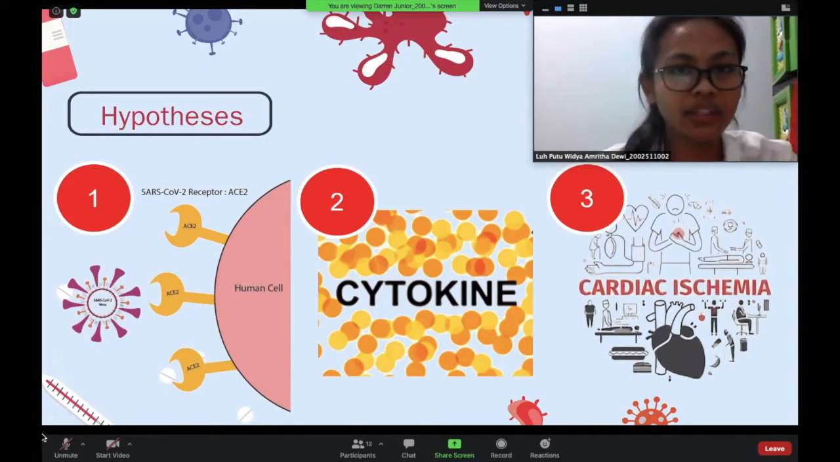ACE2 found in vascular smooth muscle becomes infected and reduces blood supply due to the formation of clots that could cause ischemia damage, which can lead to hearing loss.